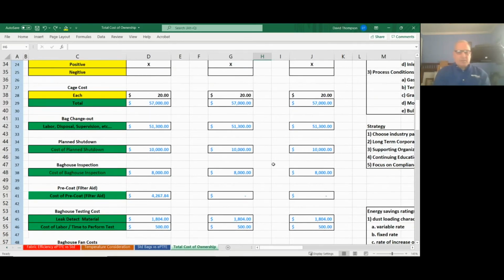With standard bags, you've got to use a Precoat. There's a cost for that. With all the bags, there's the use of leak check, which we include in all of them. There's the cost of labor and the time to perform that leak check. It's the same for all of them.